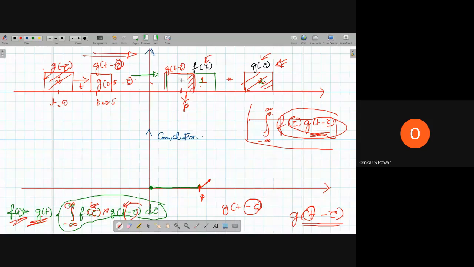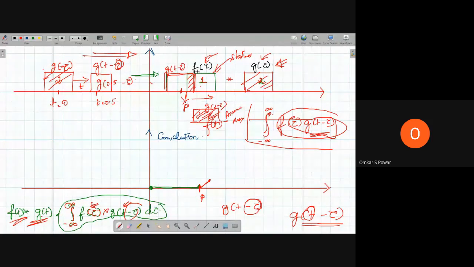Then what happens if you shift this g of t minus tau again to the right side and keep going? There will be a point where there will be a perfect overlap. So g of t minus tau and this f of tau will overlap and the area will be maximum. So if you imagine this f of tau as stationary and you're pushing this g of t minus tau just like a window. How do you push your window in your houses? Same thing, the concept is the same.